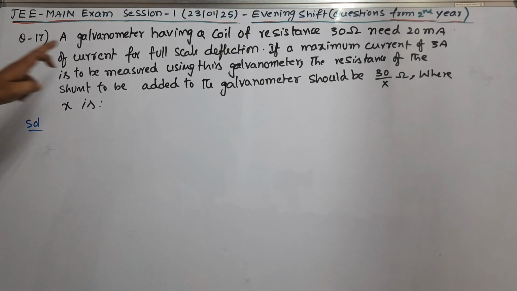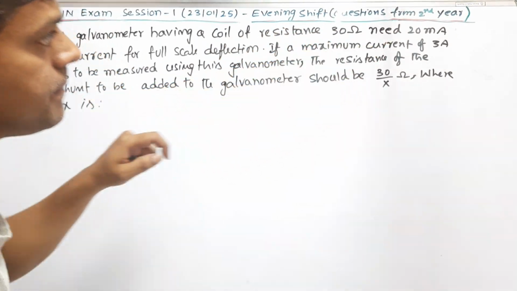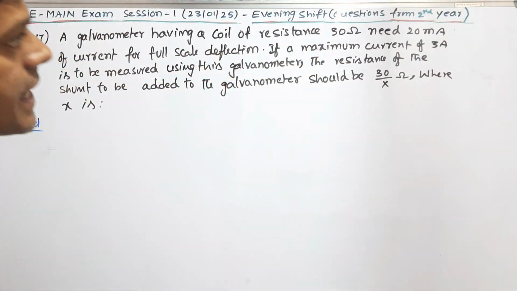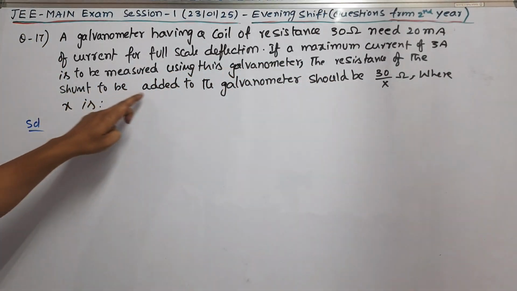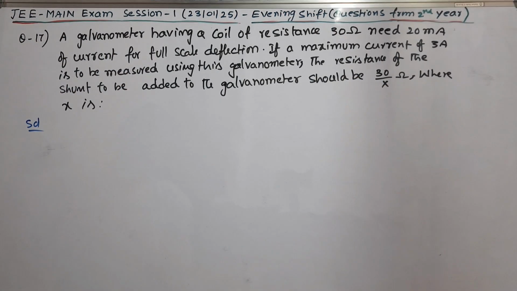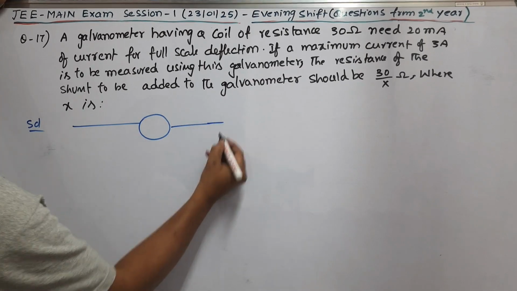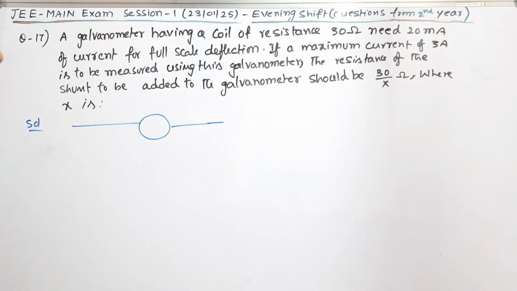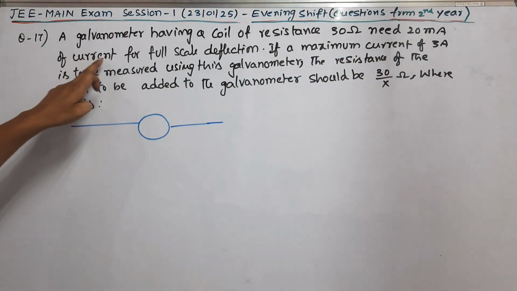The 17th question. A galvanometer having a coil of resistance 30 ohm needs 20 milliampere of current for full scale deflection. If a maximum current of 3 ampere is to be measured using this galvanometer, the resistance of the shunt to be added to the galvanometer should be 30 by X ohm, where X value is what? You know very well, this is a galvanometer, which is very sensitive, whose resistance is 30 ohm and which measures 20 milliampere for a full scale deflection.